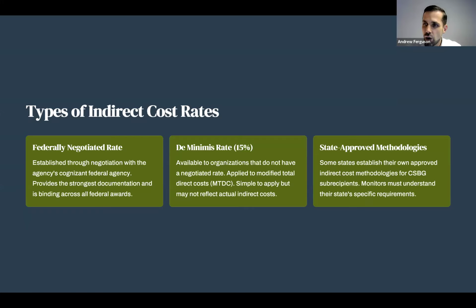Just going into the types of indirect cost rates here, there are 3 that are broken up into these 3 categories. The first being the NICRA, the federal negotiated cost rate. The de minimis rate, you see 15% there. That can actually vary by grant, but the official rate used to be 10% and is now bumped up to 15%. And there are also state approved methodologies.